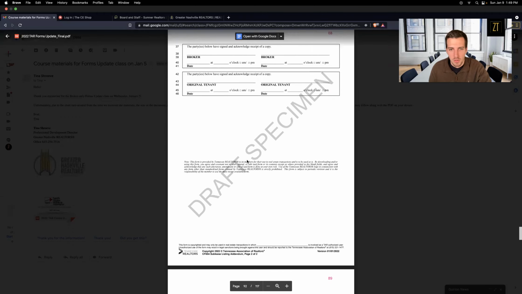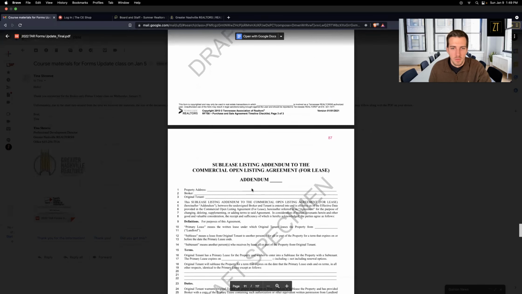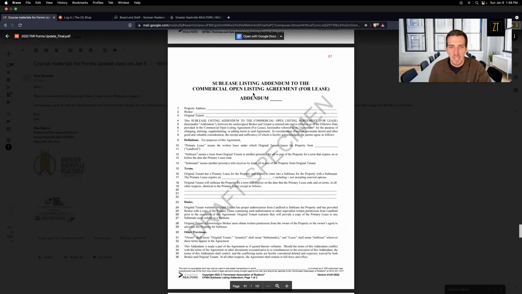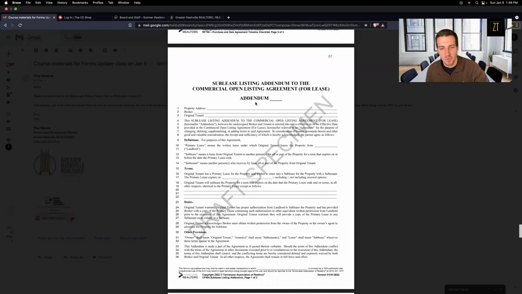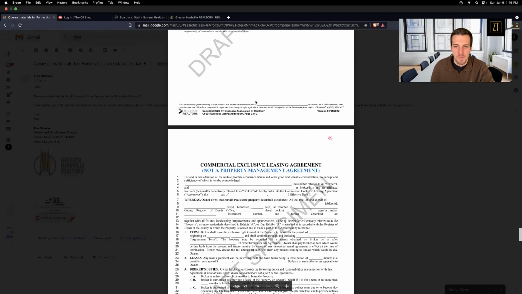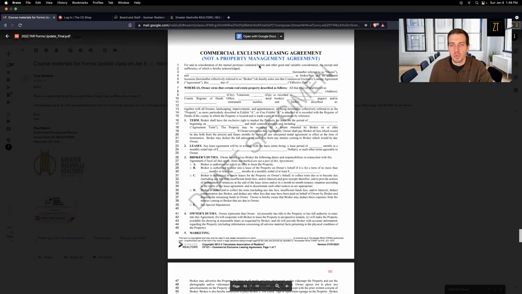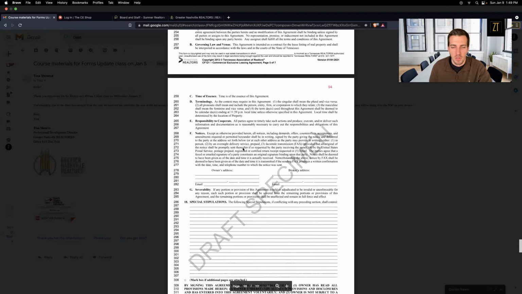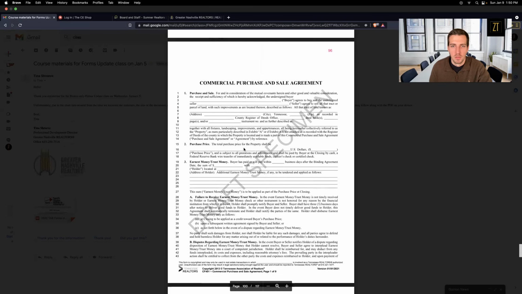Commercial. They added this form: sublease listing addendum to the commercial open listing agreement for lease. Commercial exclusive leasing agreement. They've clarified this is not a property management agreement. It's the only change on that form.